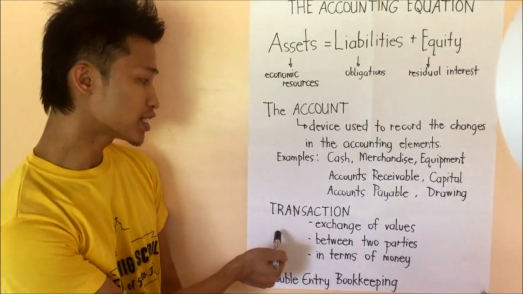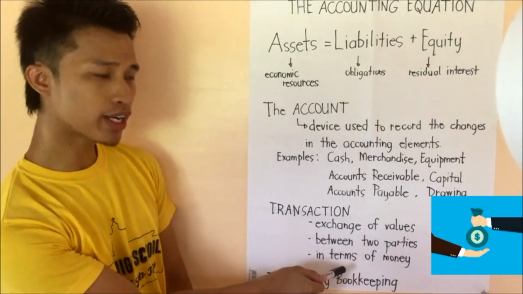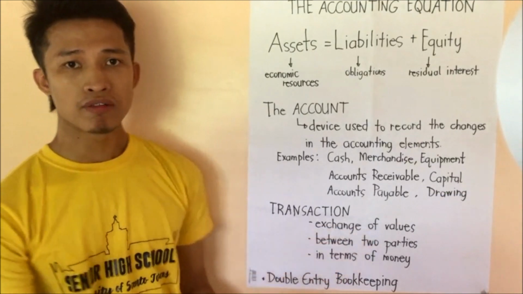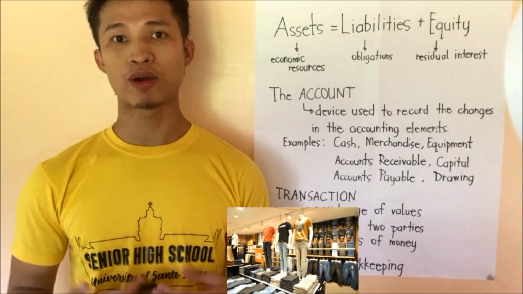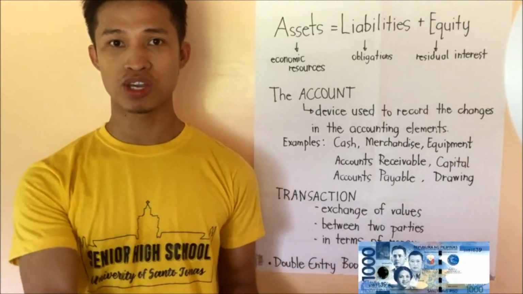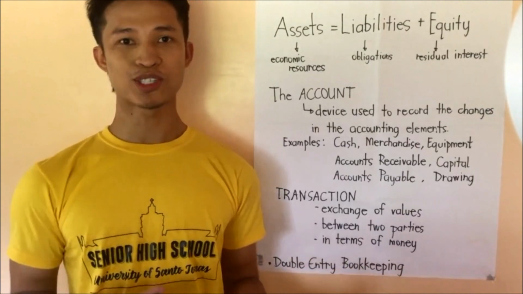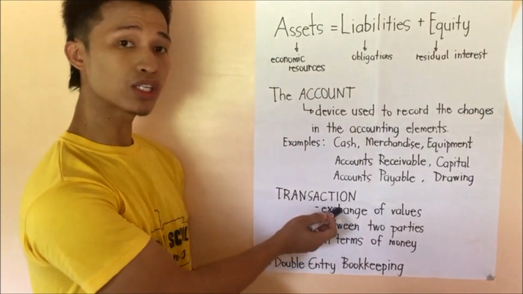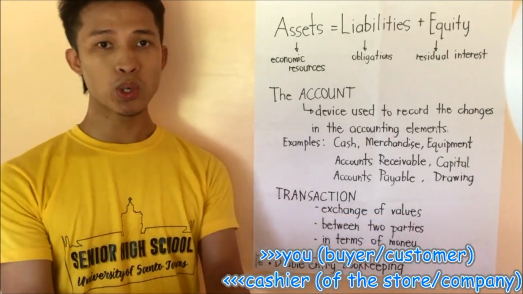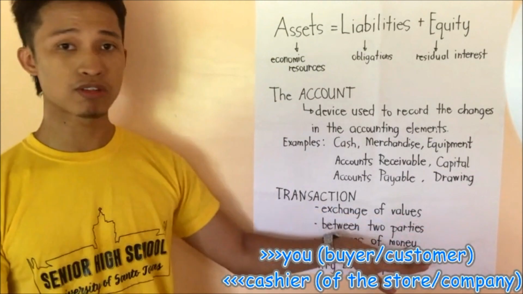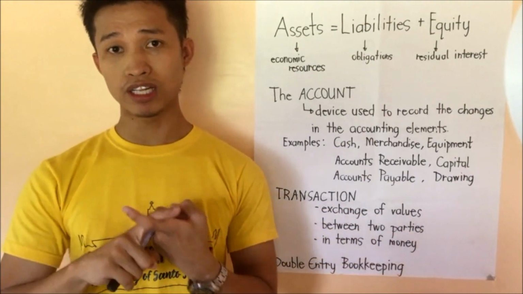And what is a transaction? A transaction is an exchange of values between two parties in terms of money. Simple example, for instance, you get a trousers at the mall and then you have 1,000 pesos. You gave it to the cashier. Now the cashier gave you the trousers, right? So that is a transaction. There is an exchange of values between two parties, you and the cashier, and in terms of money, since you gave 1,000 pesos to the cashier.